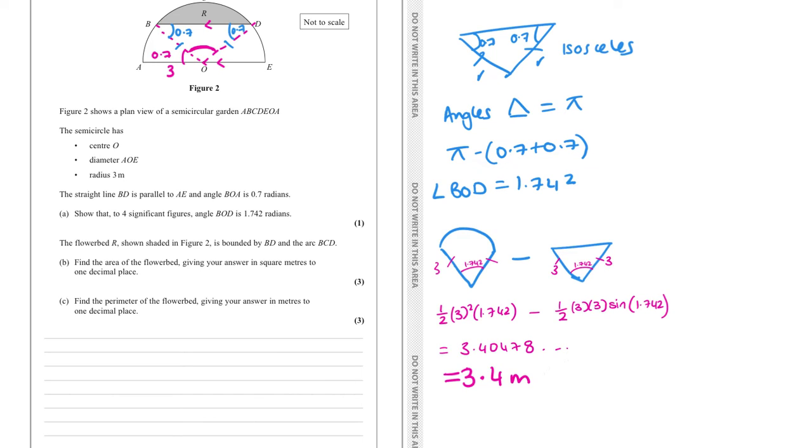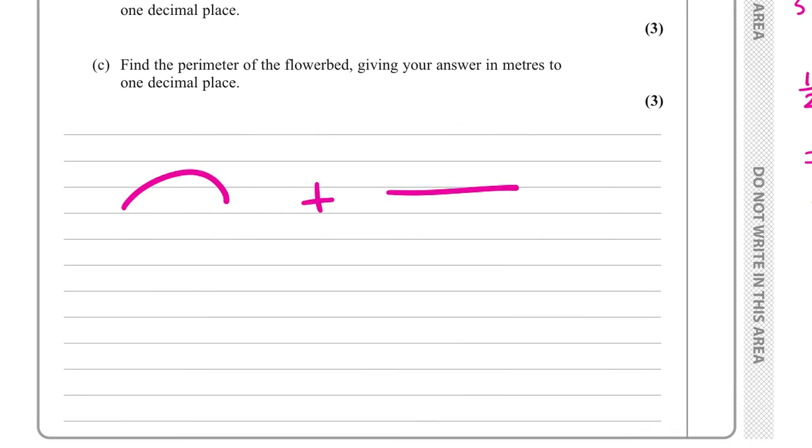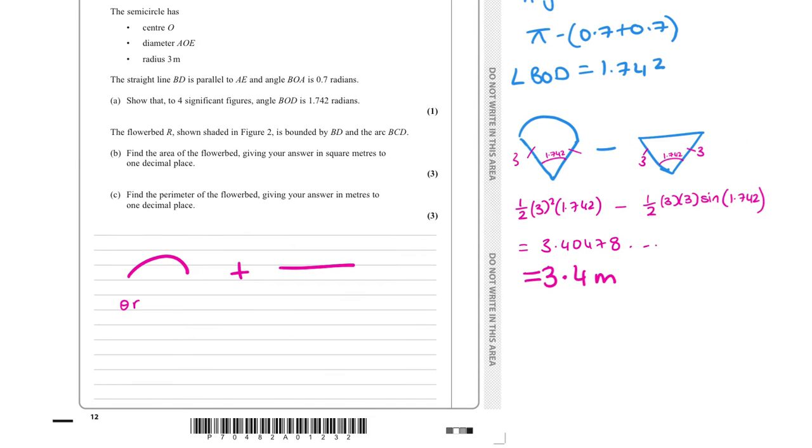Now, it says find the perimeter of the flower bed. Okay, arc length plus that top of the triangle, right? So what is arc length? Theta times radius. So what do we already know this is? 1.742 times my radius, which is 3.